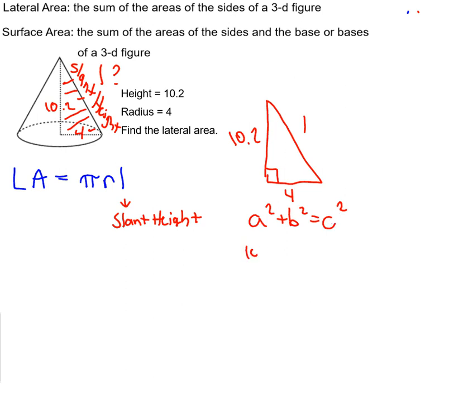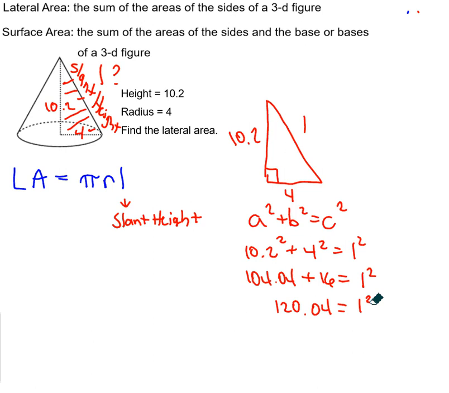So we could write this as 10.2 squared plus 4 squared equals L squared. And then we just have a little bit of work to do. I'll square 10.2. When I actually square it, I get 104.04. When I square 4, 4 times 4 is 16. So 104.04 plus 16 gives us 120.04. So that's our L squared value.